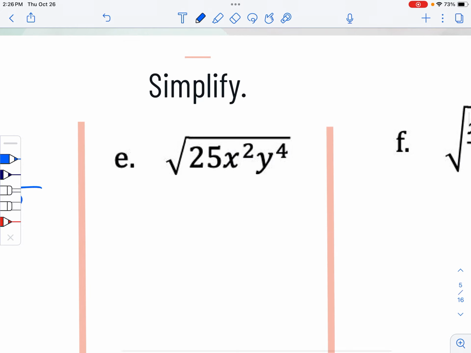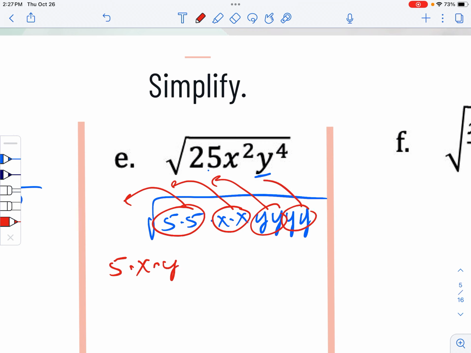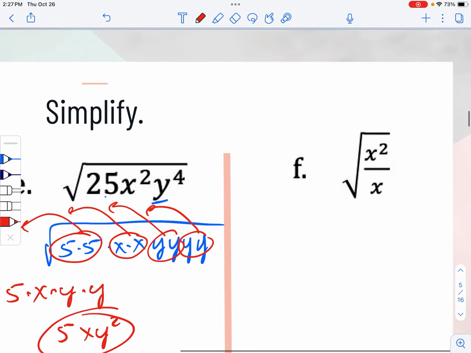So when we're dealing with numbers and variables, 25, that's 5 times 5. X squared is x times x, and a y to the fourth, that's 4 y's. So the square root of that, what can I take out? I can take out a 5. I can take out a pair of x's, which is just x on the outside. There's one y, and here's another y. I'm going to take that out. Cleaning that all up, that becomes 5xy squared. And there you go.